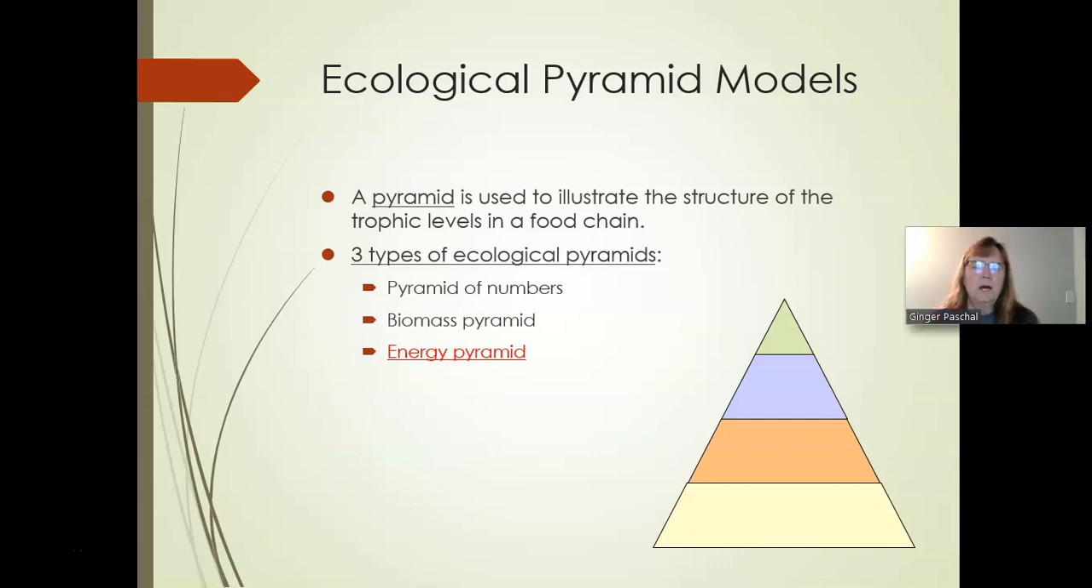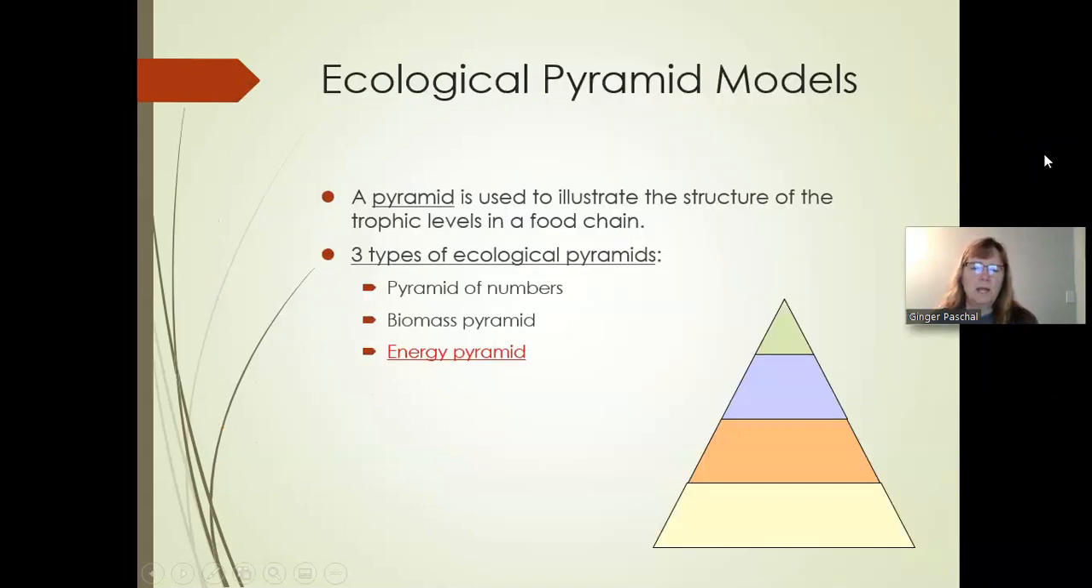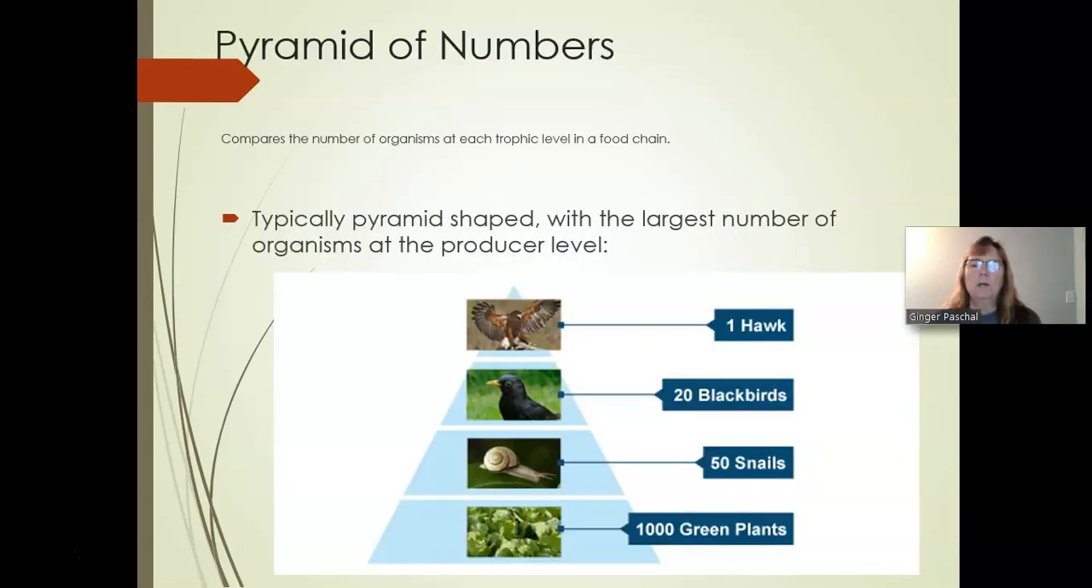There are several types of ecological pyramids, and as you can see, let me go back to that previous slide. You can see how these are drawn from the bottom up. What we can do is take those organisms and literally put them into a pyramid. A pyramid is used to illustrate the structure of a trophic level in a food chain. There are three types of ecological pyramids: pyramid of numbers, biomass pyramids, and energy pyramids. We're going to focus mostly on energy pyramids, but let me show you a pyramid of numbers just to give you an idea.